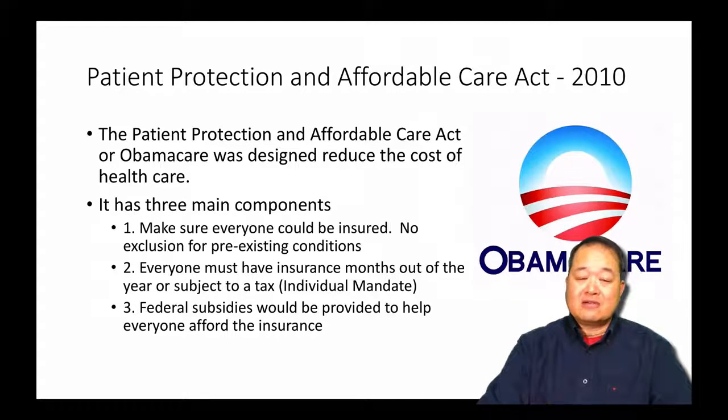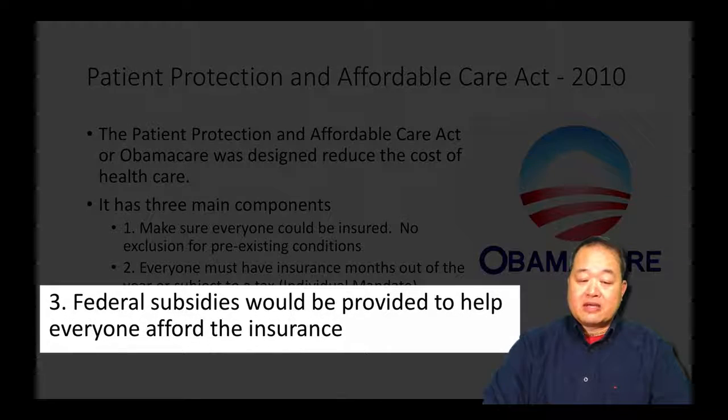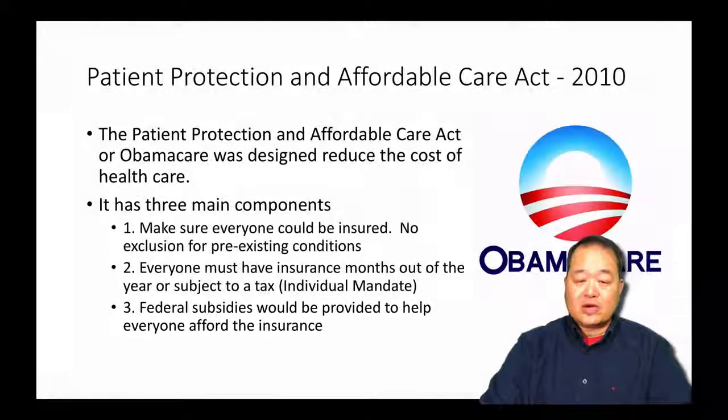So the individual mandate was an important concept of Obamacare and the Affordable Care Act. It's only through the individual mandate that you can keep healthcare costs down. Federal funding subsidies would help provide everyone affordable insurance. So the third main component was this concept that, in addition to the individual mandate to help offset the costs for medical care, the federal government will provide subsidies to help offset these costs as well.